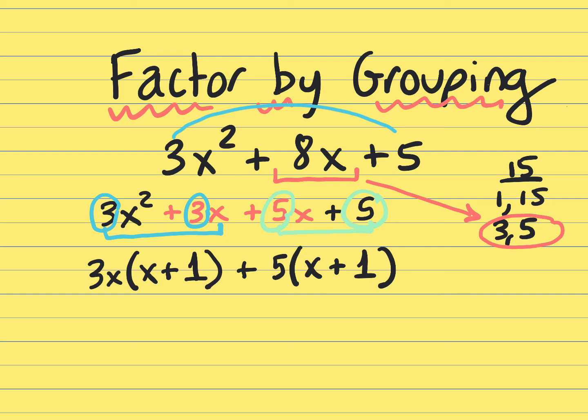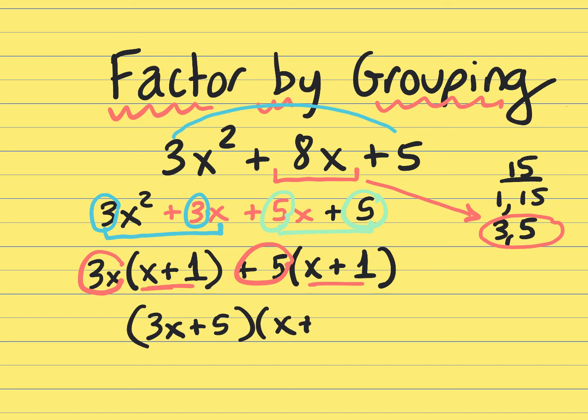So I'm almost done. Now I want to notice those groups. I have x plus 1. I should have the same thing here. So as long as I have the same thing, I'm good. So now I look at the numbers in front and I group them together. So this would be 3x plus 5, and then times x plus 1.